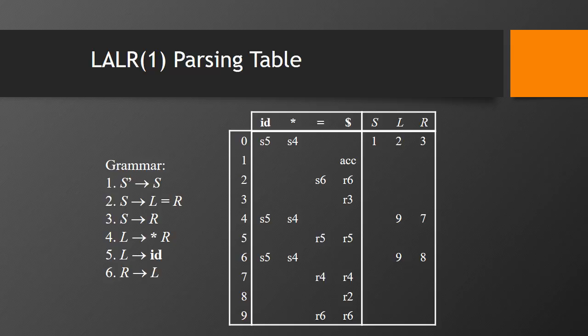Similarly, I4 of L is I9 and I5 of R is I7. Also, I6 of L is I9 and I6 of R is I8. So we have successfully generated an LALR parsing table.